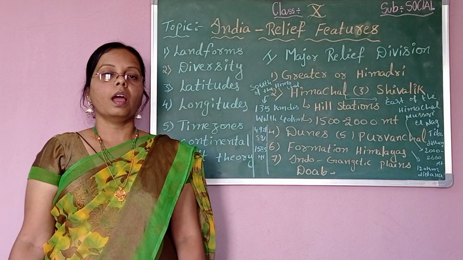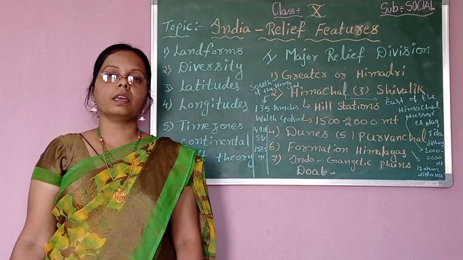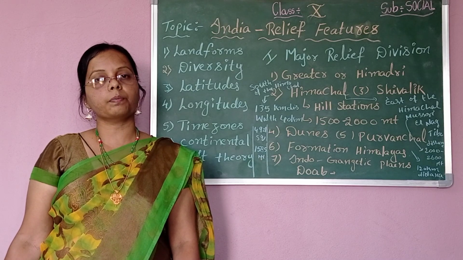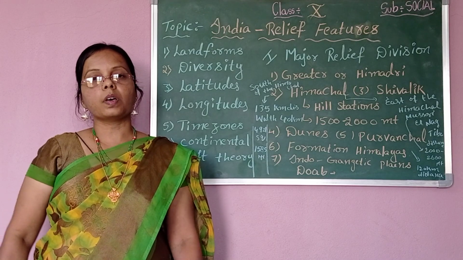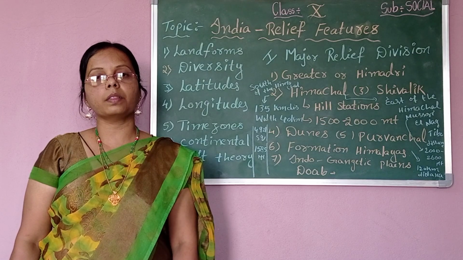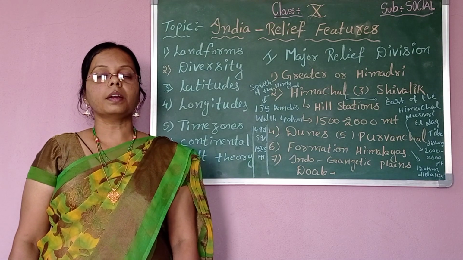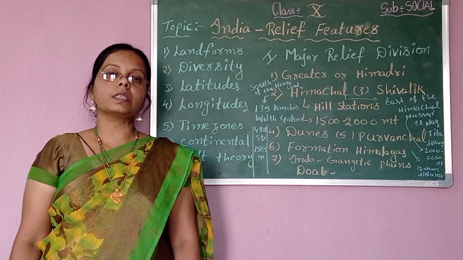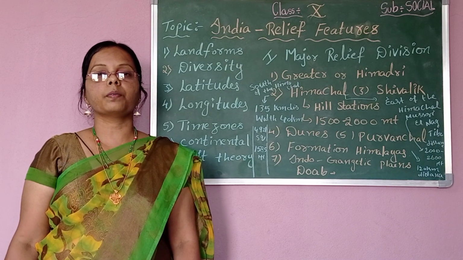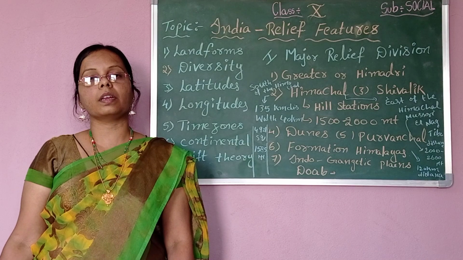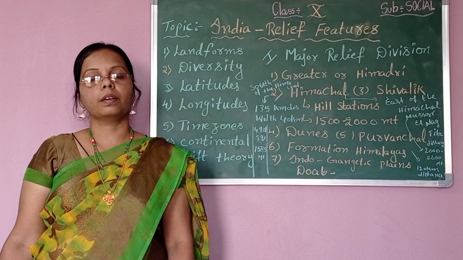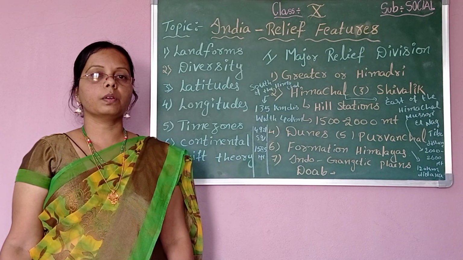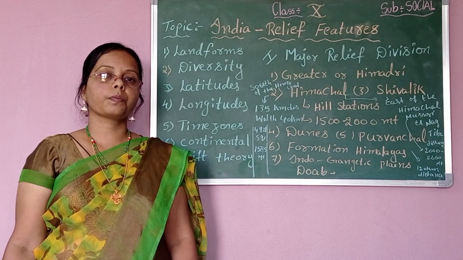And India has taken 82 degrees 30 minutes east longitude, which passes through Allahabad, as the reference for Indian Standard Time, which is 5 hours ahead of the Greenwich Meridian. This is the introduction about time zones.